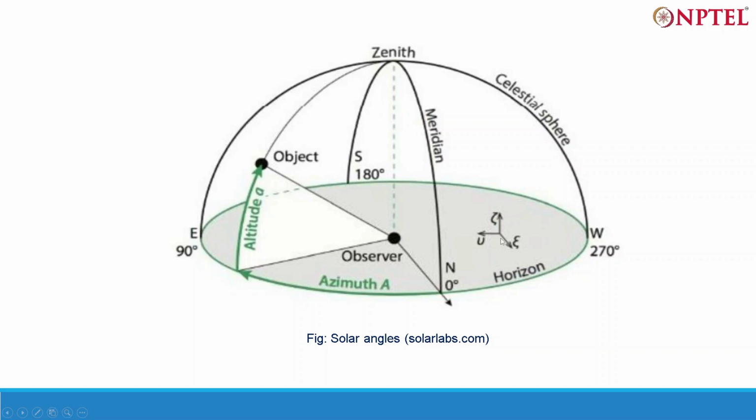So if the sun is there, and this is the ray, then whatever angle is subtended to the horizon is called the altitude angle. Similarly, the angle due south is the azimuth angle. Okay, kindly have a look at this.